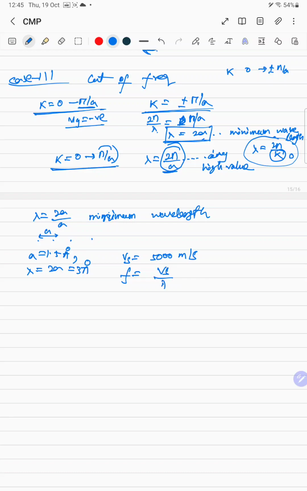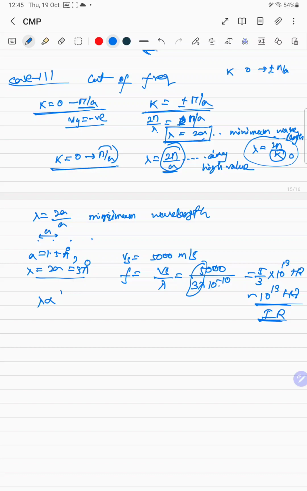That will be Vs by lambda. So 5000 by lambda, which is 3 angstrom, 3 into 10 to the power minus 10 meter. So it will be simply 5 by 3 into 10 to the power 13 hertz. See, it is in the 10 to the power 13 range, and this frequency is infrared. Alright, so this is the minimum wavelength, and lambda is proportional to 1 by nu, so that is the maximum frequency that can travel inside the solid, that is 10 to the power 13 hertz.